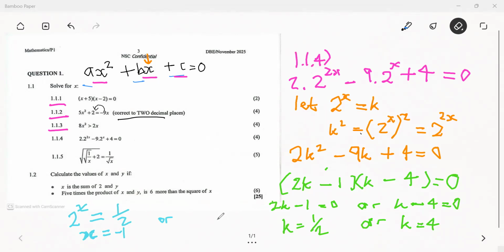The other solution: 2 to the x is equal to 4. Well, 4 is 2 squared, so this one will give you x equals 2. So you end up with two answers here: x equals 2 and x equals minus 1. Those are the two answers you get for this, and I've checked them, both of them satisfy this equation. I hope this was helpful.